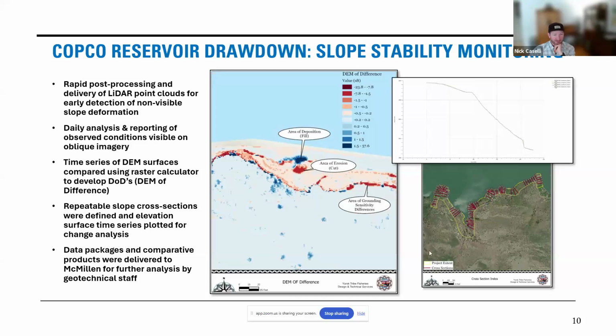Aside from that, we also created a bunch of different cross sections, and the cross sections could be compared, cross section by cross section, foot by foot, to see if there was any deformation that would be alarming and be worth looking into further.